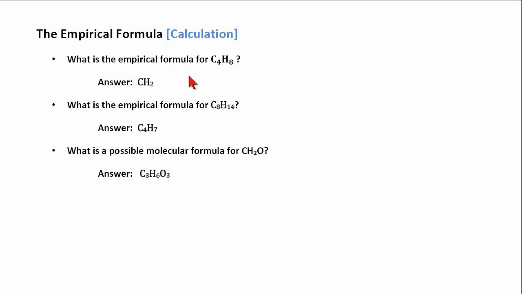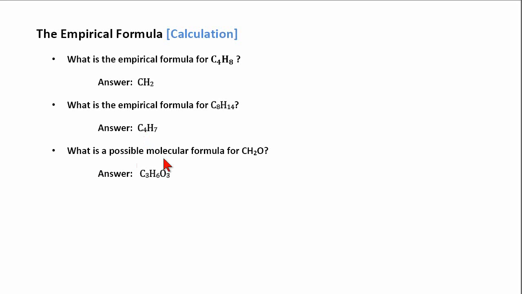Let's look at a couple of calculations. What is the empirical formula for C4H8? Well, by inspection, both these numbers can be divided by 4, and you get an answer of CH2. Same thing for C8H14. By inspection, both of these can be divided by 2, and you get C4H7. You can no longer divide any of these numbers by a whole number and still get a whole number, so this is the simplest formula.